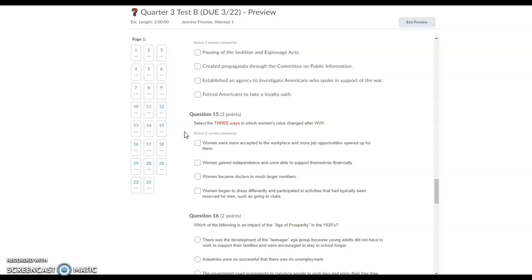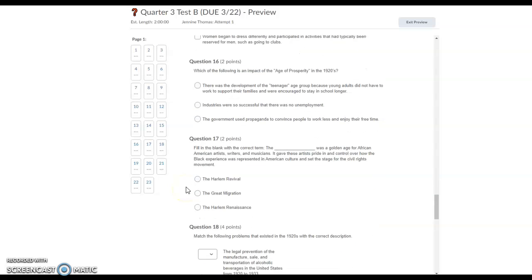Select the 3 ways in which women's roles changed after World War I. Women were more accepted in the workplace and more job opportunities opened up for them. Women gained independence and were able to support themselves financially. Women became doctors in much larger numbers. Women began to dress differently and participated in activities that had typically been reserved for men, such as going to clubs.